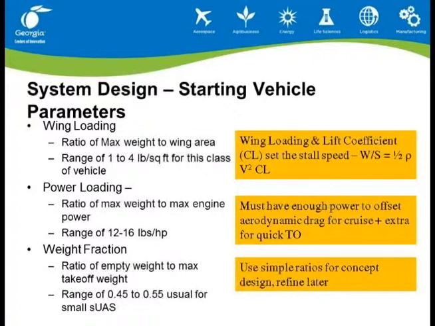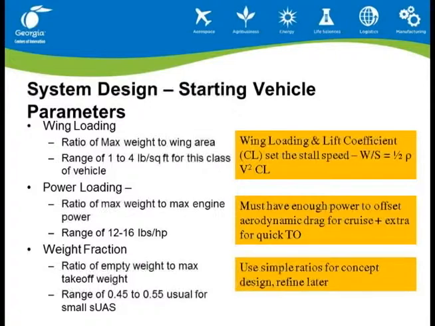ratio of the max weight of the vehicle to the wing area. This gives us a sense of how much of the weight the wing has to carry. And this really sets your stall speed. And in the orange box we said the wing loading, W over S, is equal to 1/2 rho, that's air density, velocity squared, CL. CL stands for the lift coefficient of the vehicle. If you look at vehicles in this class, the wing loading ranges anywhere from 1 to 4 pounds per square foot for this class of vehicles.